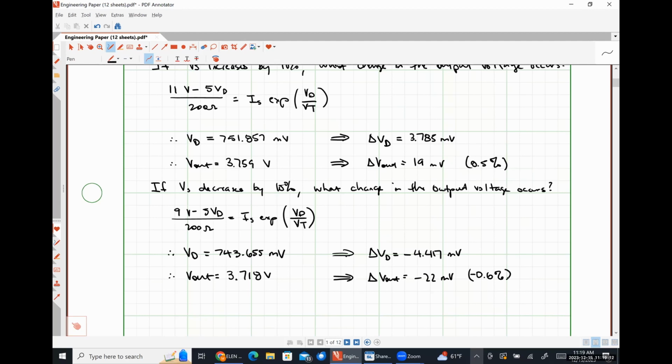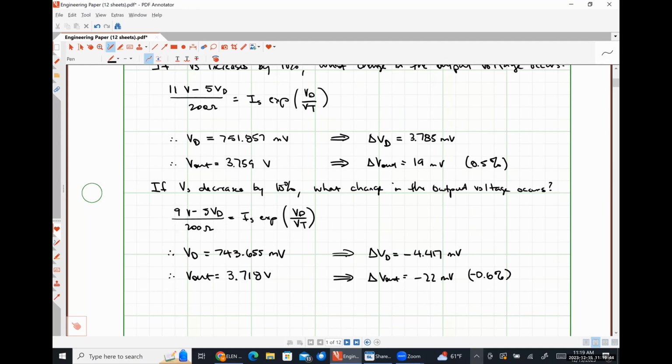So one thing that we can observe here is that an increase in our supply voltage by 10% caused an increase in our diode voltage by 3.785. A decrease caused a decrease by a different amount. So we don't have a linear relationship. Getting back to what I was going for before, we can see that this perturbation once again yielded a very small change in our output of the system.